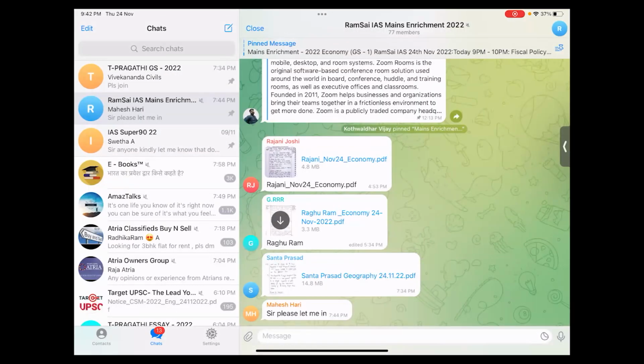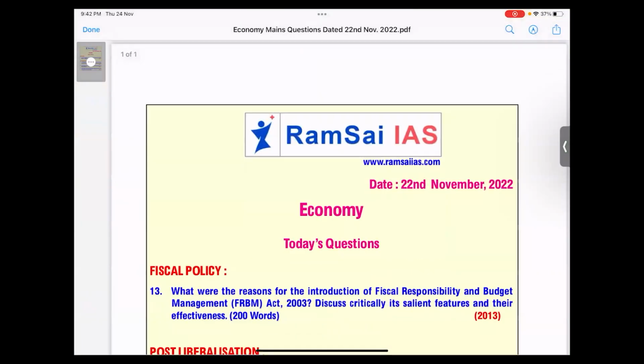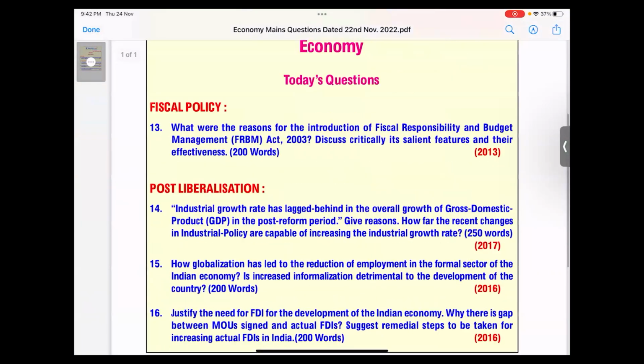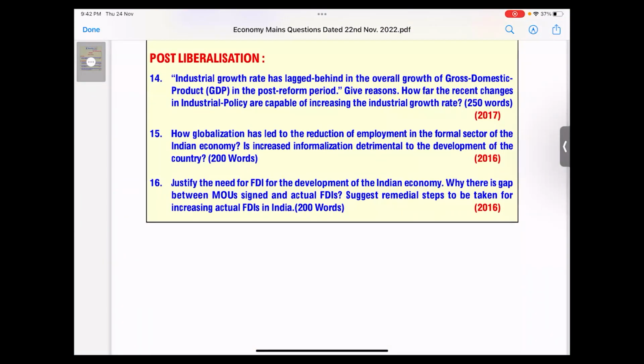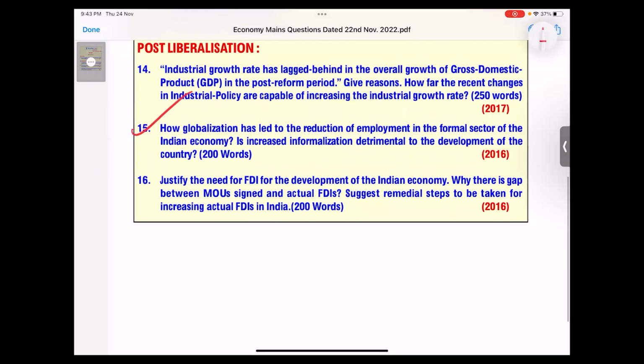See the next question. How has globalization led to the reduction of employment in the formal sector of the Indian economy? Is increased informalization detrimental to the development of the country? Take a couple of minutes.